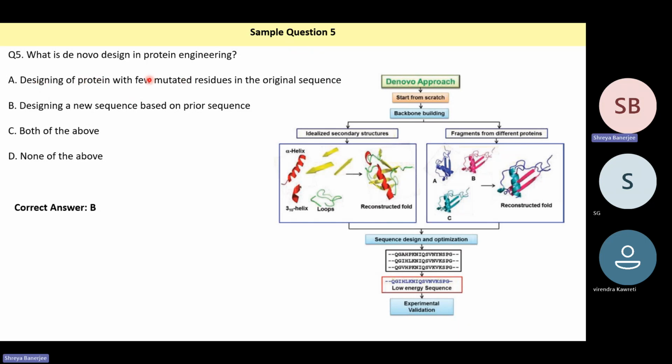Design of protein with a few mutated residues is called directed mutagenesis. So that is basically we have a previously known structure of the protein and we are just mutating a few residues to get the new protein. That is called directed mutagenesis. In de novo protein, we design a sequence completely from scratch, and that is done based on the knowledge of previous sequence structure relationships. So that is option B.